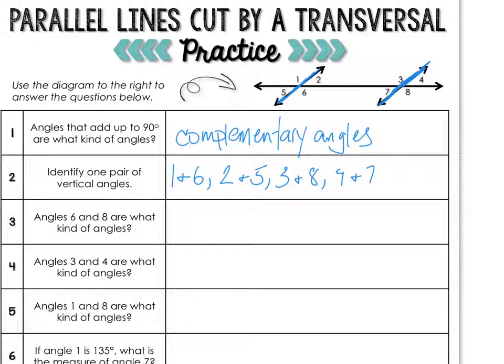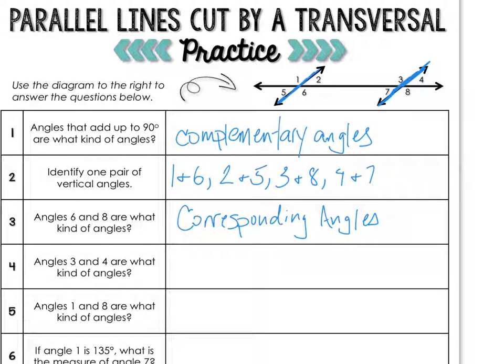Angles 6 and 8 are what kind of angles? So angle 6 and angle 8, those would be corresponding, right? These are in the same location, from one set of angles to the next. Angle 6 is kind of in that bottom right. Angle 8 is also in the bottom right.